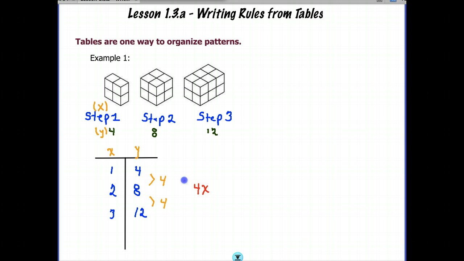So if we say that this 4x represents our rule, let's test it out. Let's try it with step 2. If we put a 2 in here, 4 times 2 is 8. That's how many blocks we have. That works great. Let's try step 3. If we put a 3 in here, 4 times 3 is 12, and that's how many blocks we have. That works. So 4x then represents our rule. So we have written a rule from the pattern of blocks and transferred it to the table. Now let's try some harder ones.